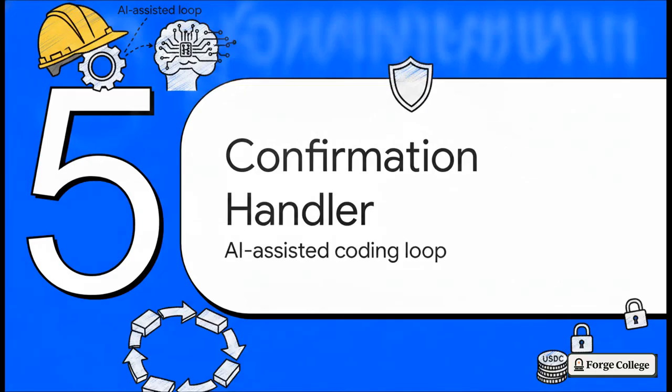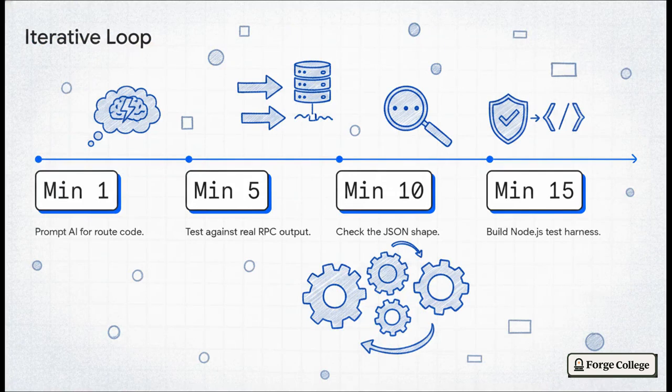All right, last major part, section 5, building the confirmation handler. So, good news, you don't have to write everything from scratch. You can definitely prompt an AI assistant to help, but you really have to follow this specific loop: scaffold, run, validate, automate. This iterative development loop is a skill you are going to use constantly across Forge College's coding programs. It allows you to rapidly test those getParsed transaction outputs against real testnet data until your logic is literally bulletproof.